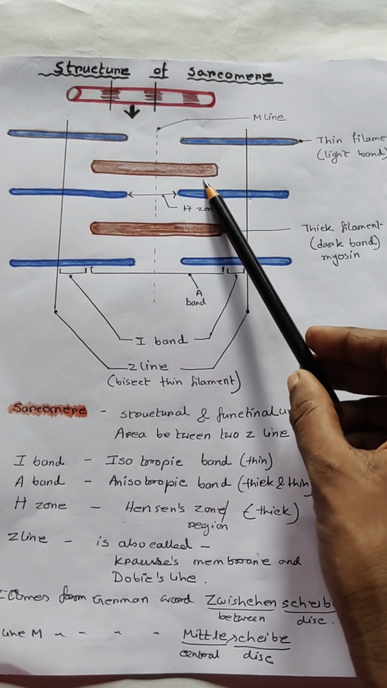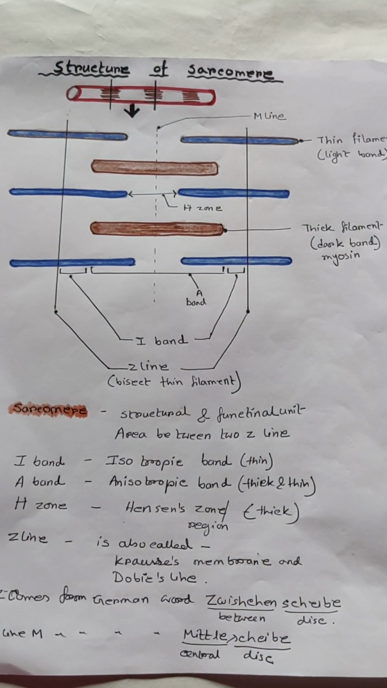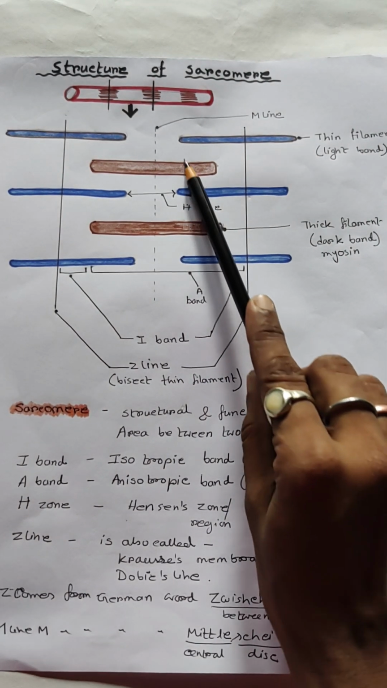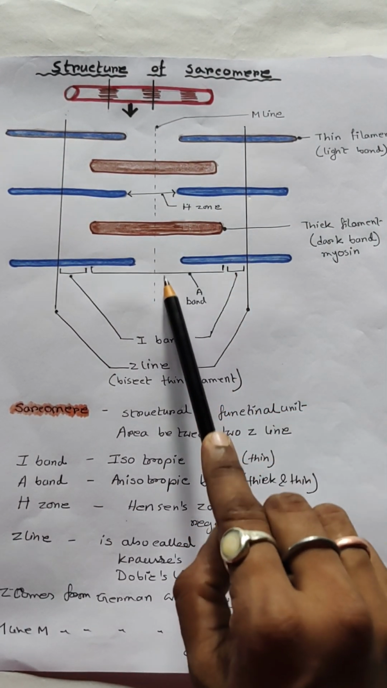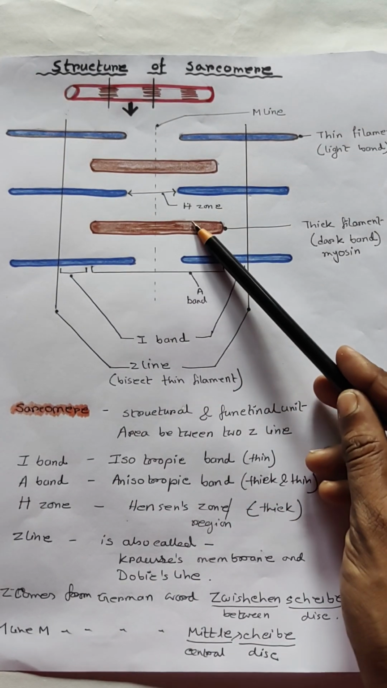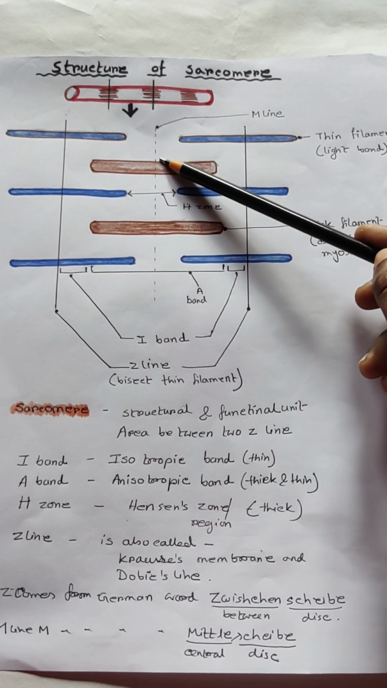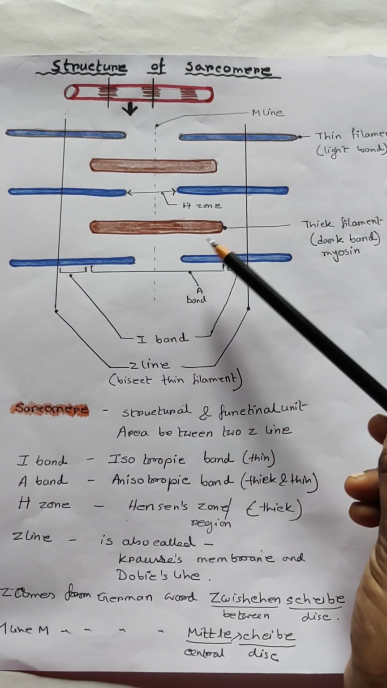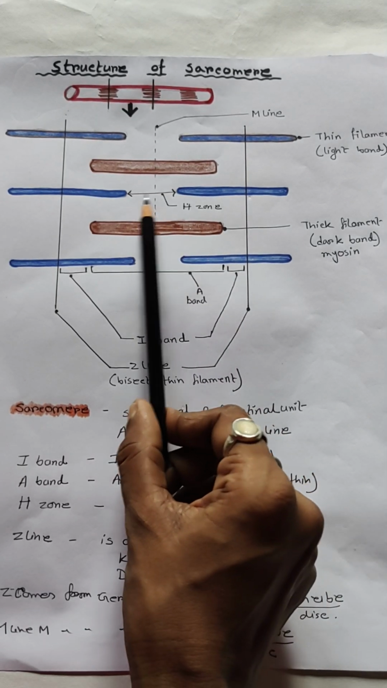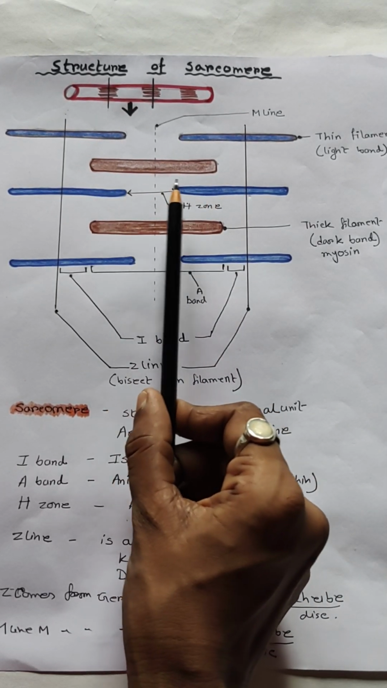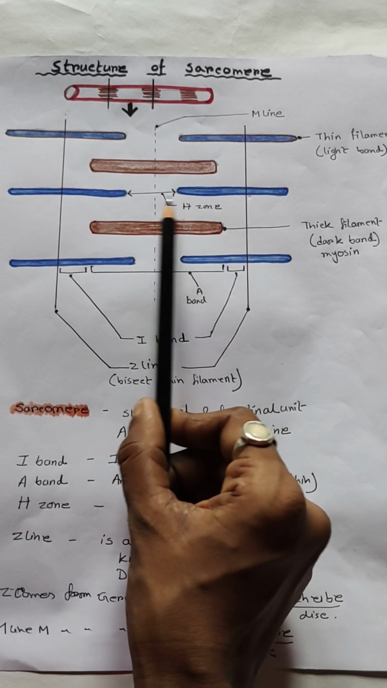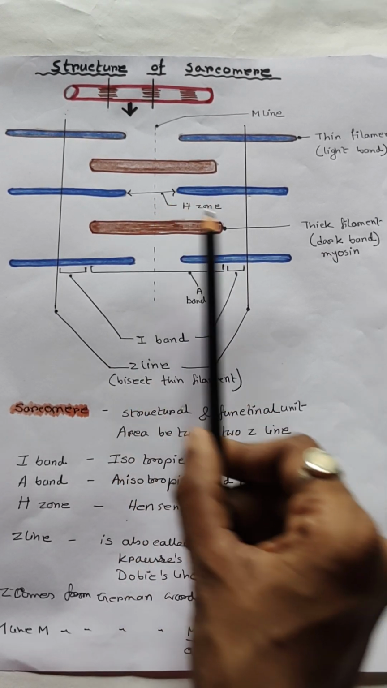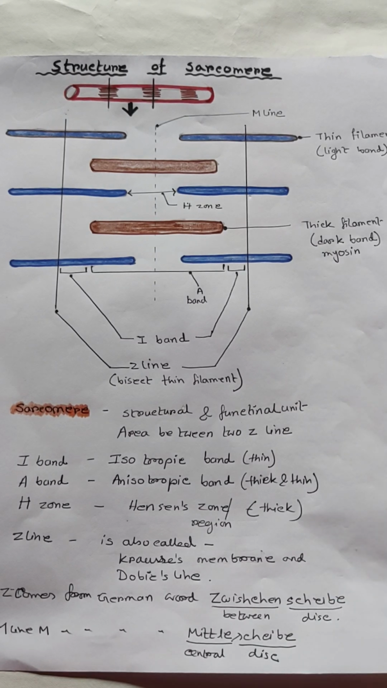Okay, now look here, the middle line. This middle line is called the M line, which passes through the middle portion of the thick filament. The gap between these two actin thin filaments is called the H zone. Whenever the muscle fiber is in the resting stage, the sarcomere looks like this.